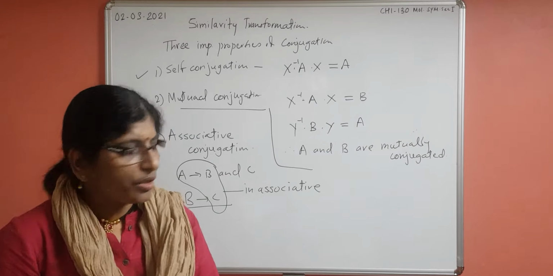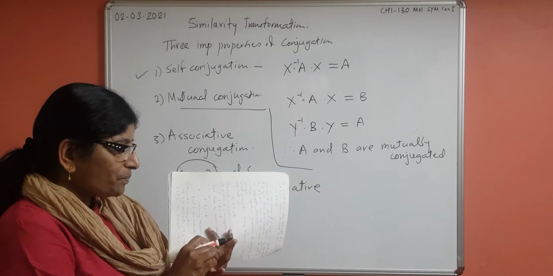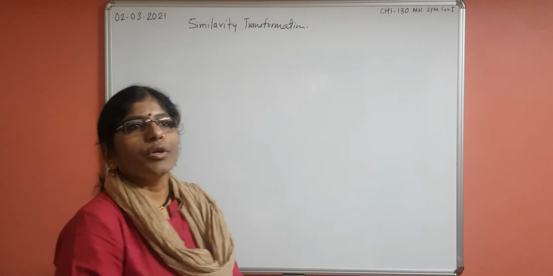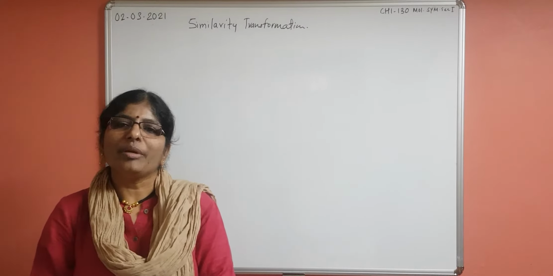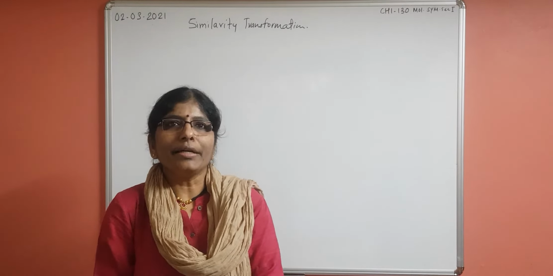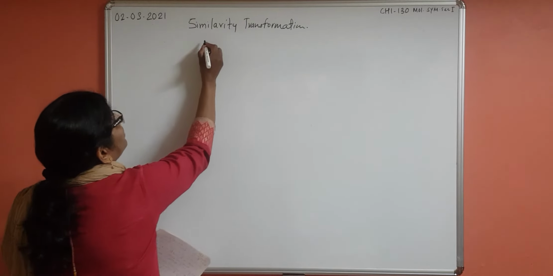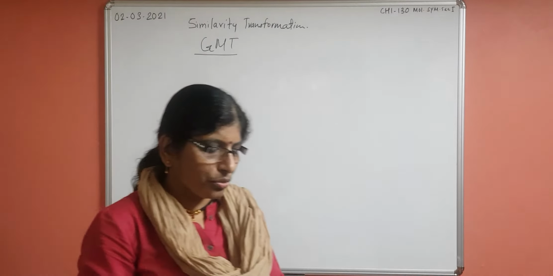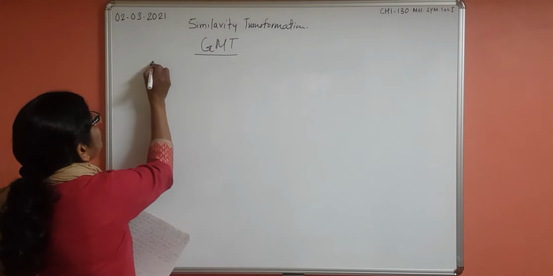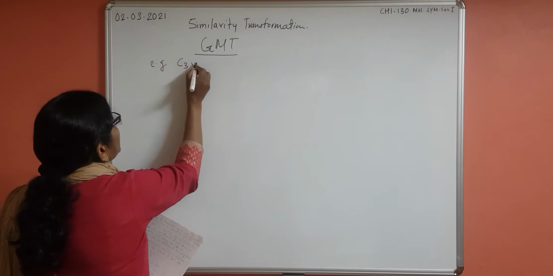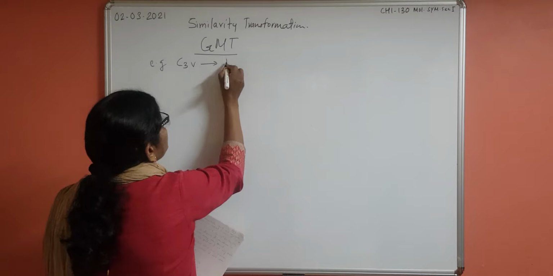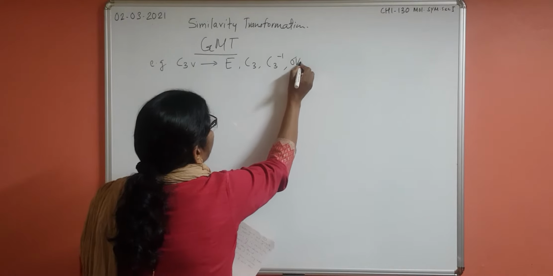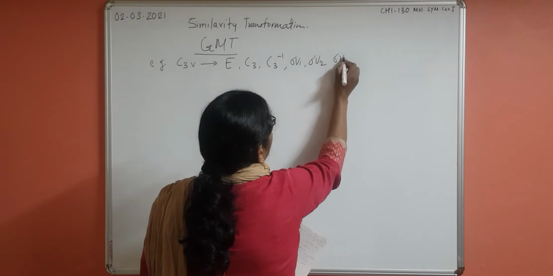Now we have to work out similarity transformation. We'll choose one example and work it out on a point group. For that, we'll use the first method, the group multiplication table, which is provided in the question paper. No need to mug up. We'll choose for example the point group C3v, and all of you know C3v has h equal to 6: E, C3, C3 inverse, sigma V1, sigma V2 and sigma V3.